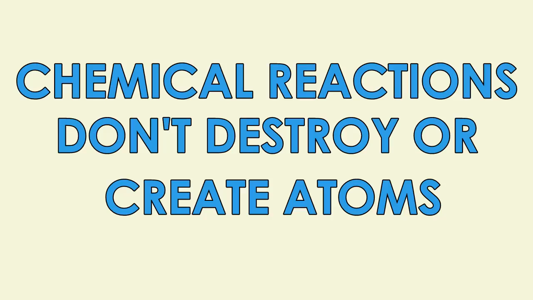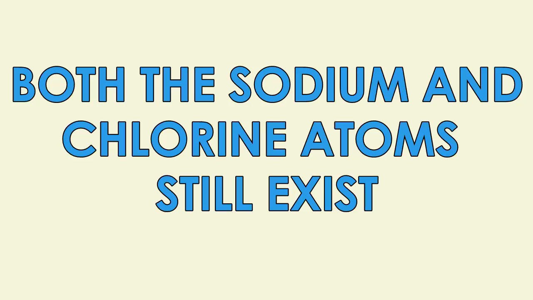Dalton's atomic theory suggests that chemical reactions don't destroy or create atoms. They merely rearrange the atoms. Using table salt as the example, when sodium combines with chlorine to make salt, both the sodium and chlorine atoms still exist. They simply rearrange to form a new compound.